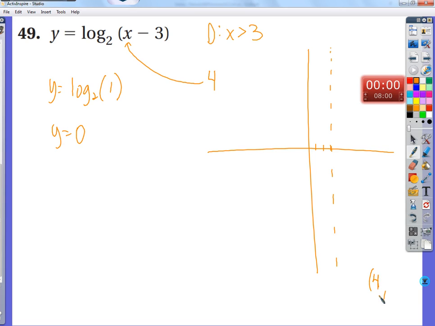4 is my x value. 4 is the number that I actually put in for x. Then I got 1, and then the result was 0. 4, 0. So there's 4, 0. Just use a different color.